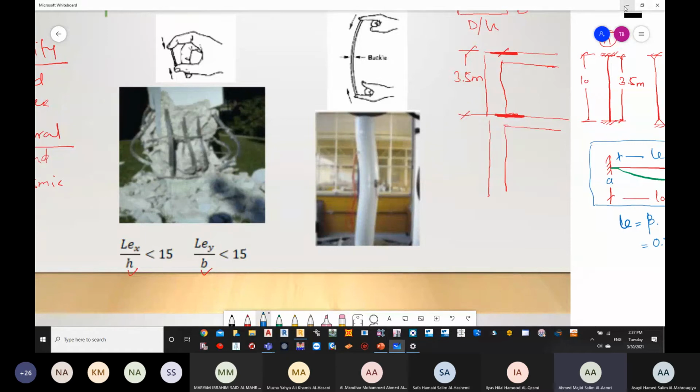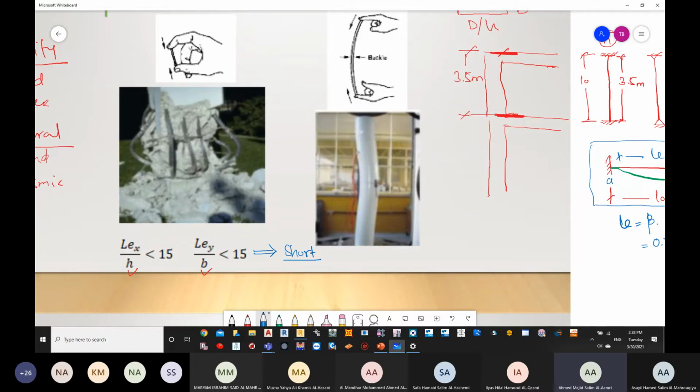So now we have learned the meaning of LEX and LEY. The code says that if the ratio of LEX over H and LEY over B are both lesser than 15, then this column is going to be considered as a short column. Once again, if LEX over H is lesser than 15 and LEY over B is lesser than 15, then this column is considered to be short.